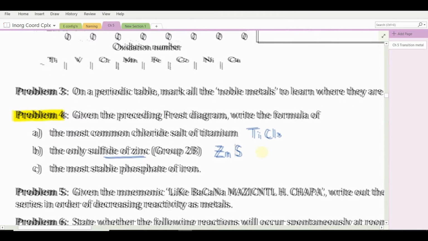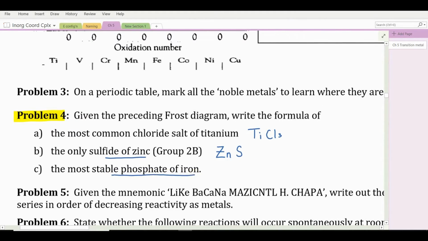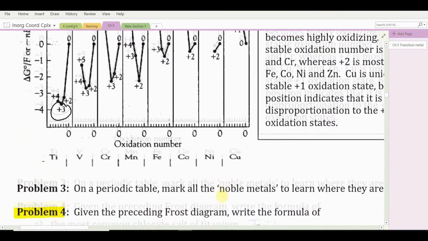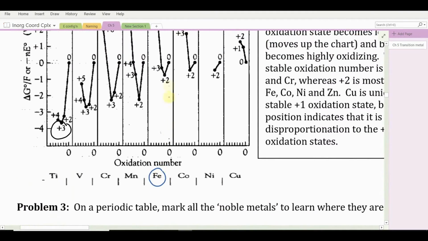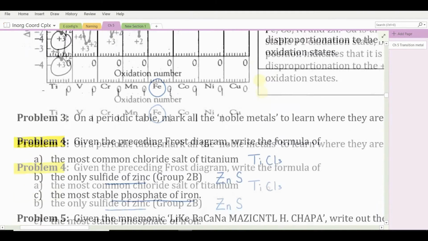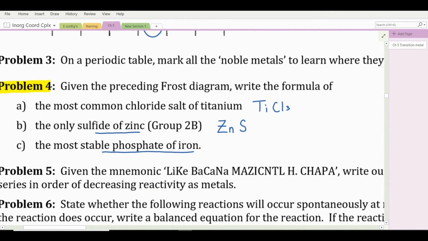The most stable phosphate of iron. Well, what's the most stable oxidation state of iron? You can see here it's +2. And so the most stable phosphate of iron would be iron 2 phosphate, FePO4. Now phosphate has a charge of -3, so that'll be 2 of those and 3 of those, right? Fe plus 2, PO4 minus 3. Charges, oxidation states total 0.